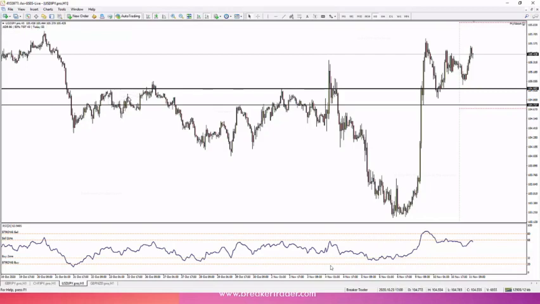So what happened to price? Price moved along, consolidated, came up, took out our stop, and then pushed off back down in the opposite direction. Okay, how often has that happened to you? Yeah, happens all the time, doesn't it?